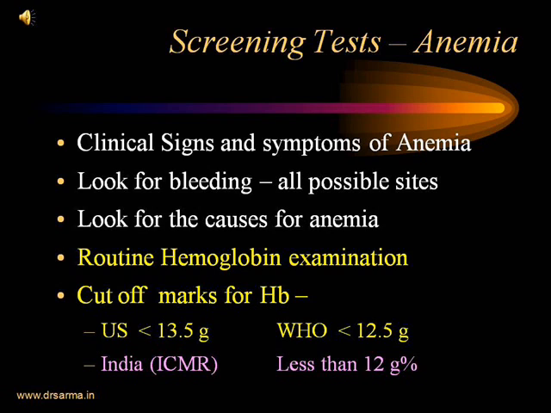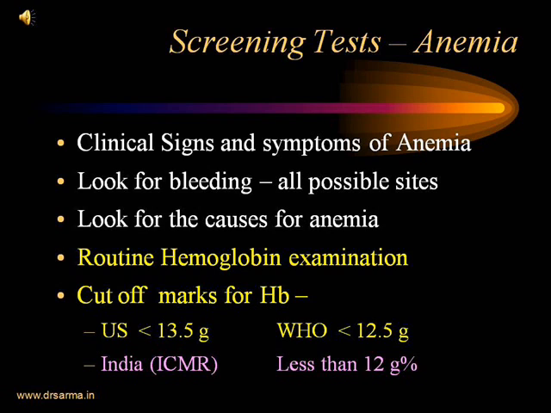We have to search, interrogate, and look for bleeding from all possible sites, like a bleeding ulcer, epistaxis, hemorrhoids, metrorrhagia, familial bleeding disorders, and so forth. Also, you must try to look for the causes of anemia that will be evident on clinical examination. Then come the lab investigations of anemia. The routine examination is to ask for the hemoglobin, which all of us do.